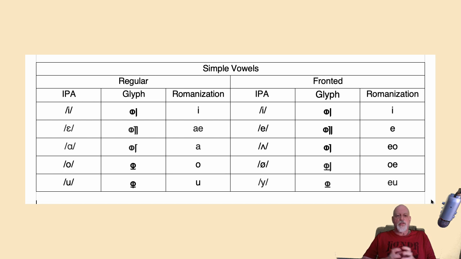Now, what that means is if the first vowel in a word is a regular vowel, then all the rest of the vowels in the word will have to be regular vowels. If the first vowel is a fronted vowel, then all of the vowels throughout the word will have to be fronted vowels. This is kind of a strange concept to get the hang of, and it's a very unique feature. It's not that common in world languages, but it's certainly not unknown.